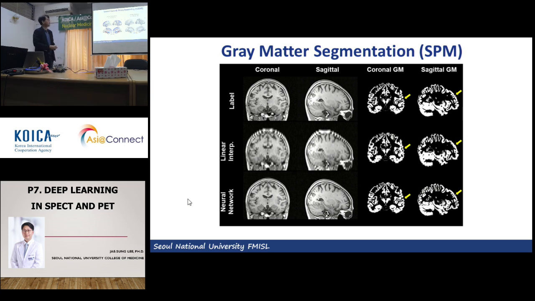This is a voxel-based comparison. Between the linear interpolation data and the original 3D MRI, we can see lots of differences, but there is almost no difference between the original 3D MR and the deep learning output when we evaluate the voxel-level difference using voxel-based morphometry.